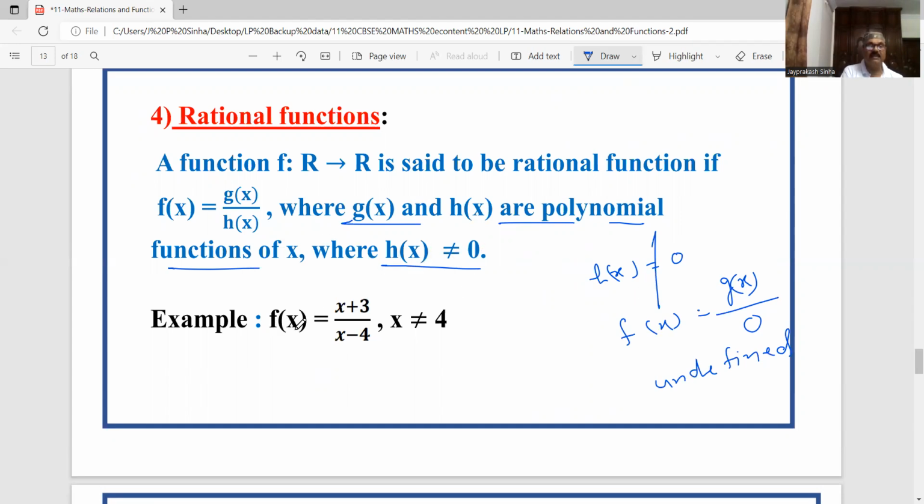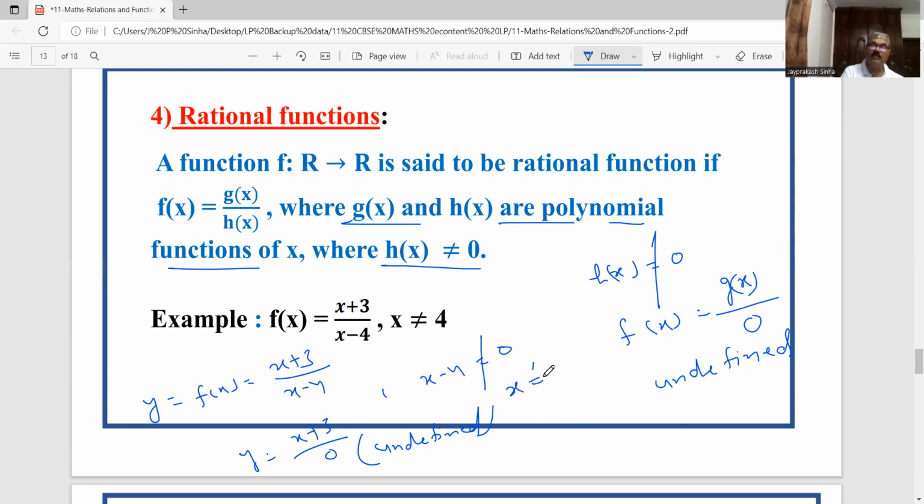So see here there is an example. f(x) is equal to x plus 3 upon x minus 4. That also you can write like this: y is equal to f(x) is equal to x plus 3 upon x minus 4. If x minus 4 becomes 0, then y becomes x plus 3 upon 0, means the function becomes undefined. So x minus 4 is equal to 0 is not allowed. So x minus 4 should not be equal to 0. It means x should not be equal to 4. So this is the condition.